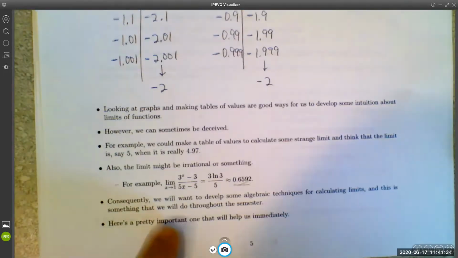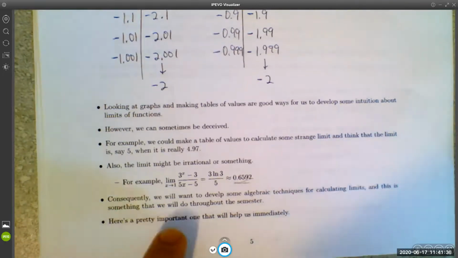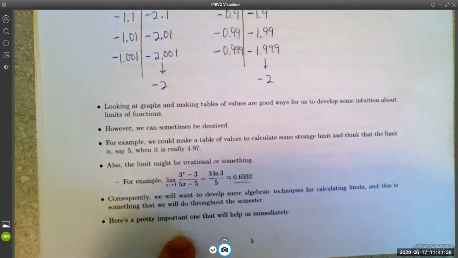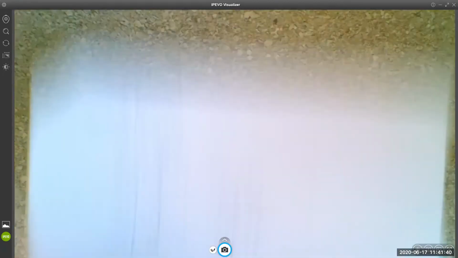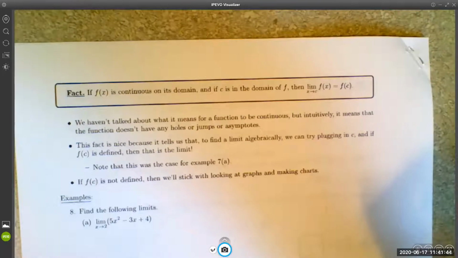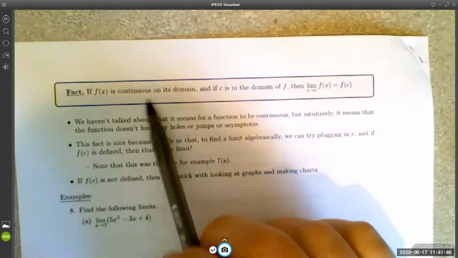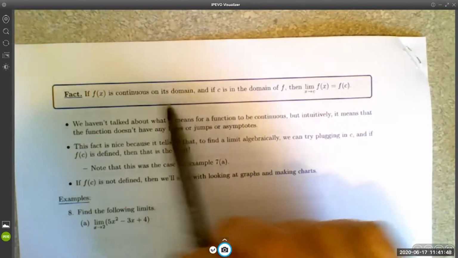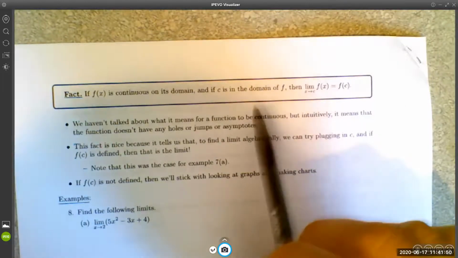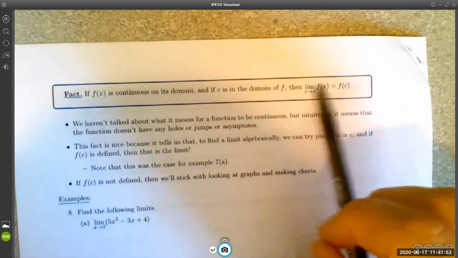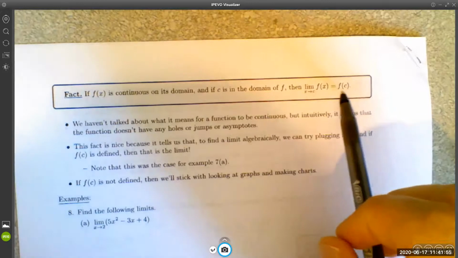But here's one thing that we should point out that's going to help us immediately, right? It's going to help us to calculate limits immediately. So the observation is this. If f of x is continuous on its domain, and if c is in the domain of f, then the limit as x approaches c of f of x is the same thing as the function value.